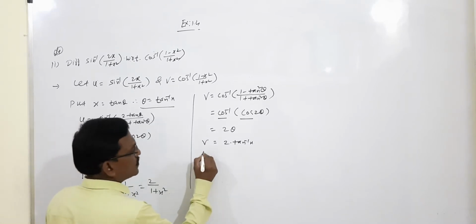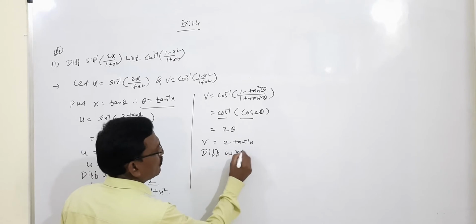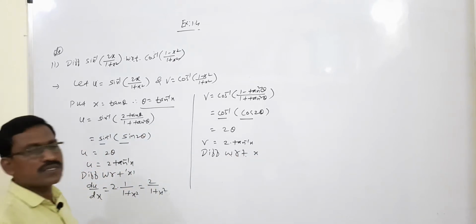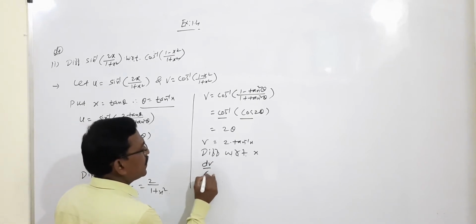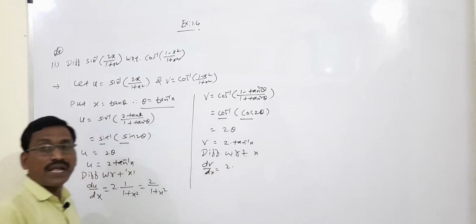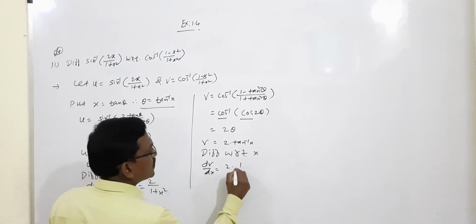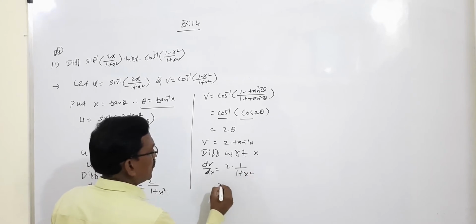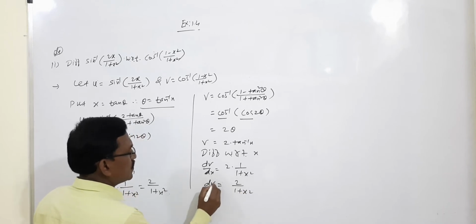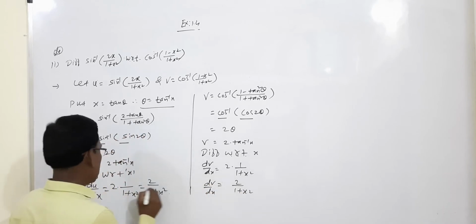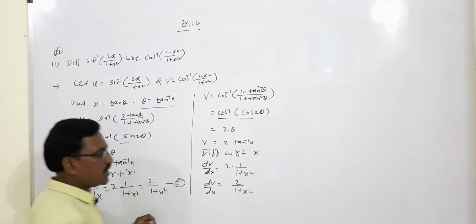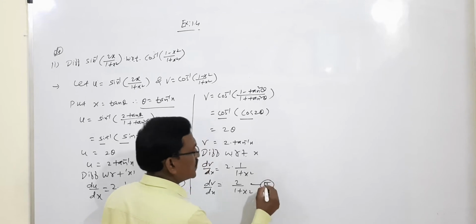Now we differentiate it with respect to x, and therefore the derivative of v with respect to x, dv by dx, is 2 constant times the derivative of tan inverse x, which is 1 by 1 plus x square. It is equal to 2 by 1 plus x square, which is dv by dx. Call this du by dx equation 1, and dv by dx equation 2.